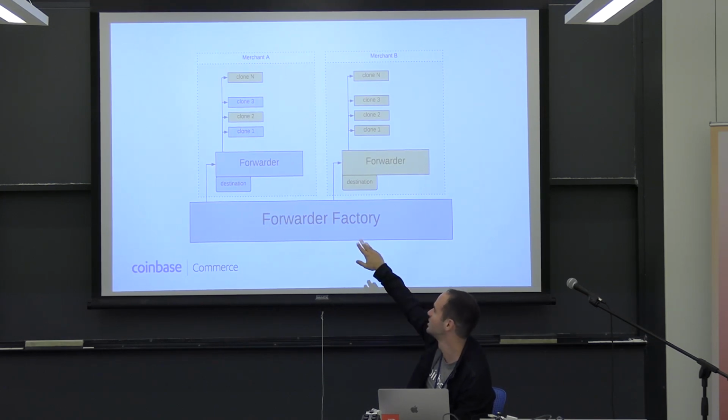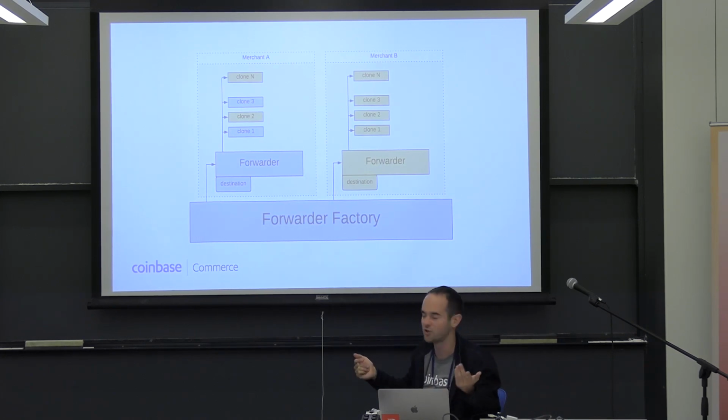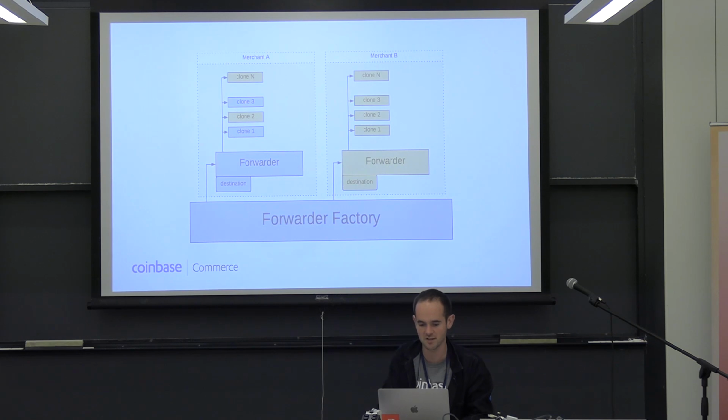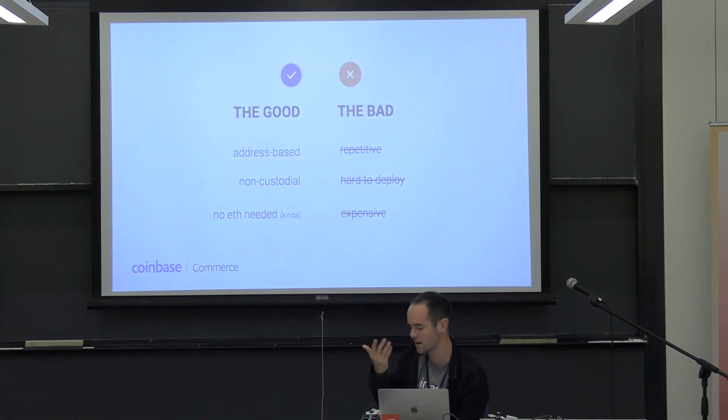Whenever Carol pays one of those addresses, only then do we actually deploy that clone. And that clone doesn't know anything. It just says, I don't know about anything, but I know that my forwarding parent knows about it. So the implementation of the forwarder knows that it just needs to send the funds to the destination, and that's how it goes.